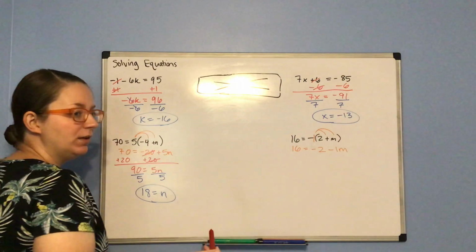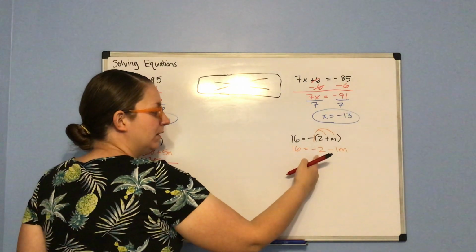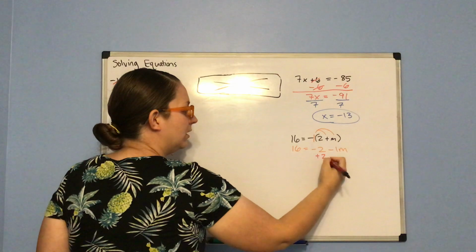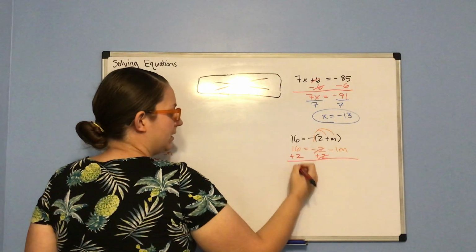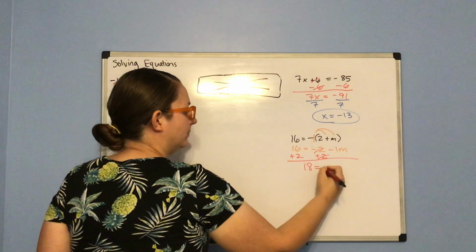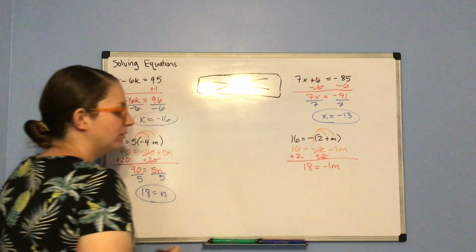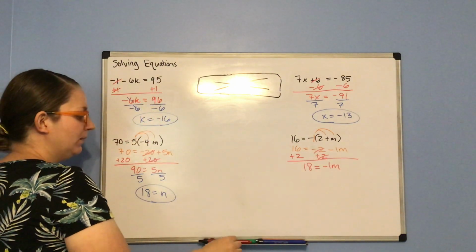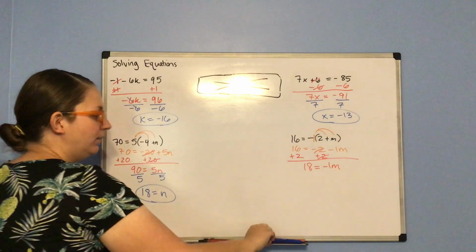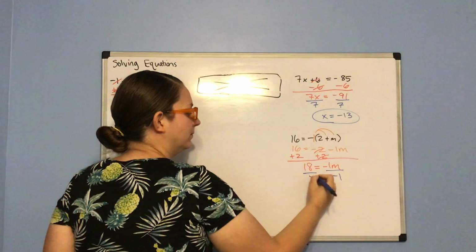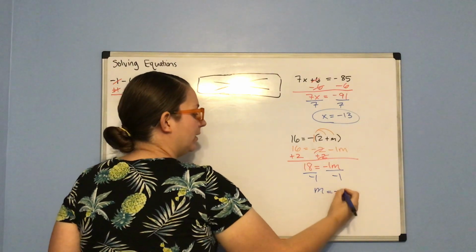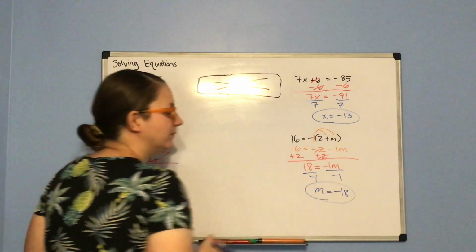Moving right along. Next up is we undo addition or subtraction. So I'm going to undo minus 2 by adding 2 to both sides. 16 plus 2 is 18, equals negative 1m. And then our last step is to divide. Divide by the number in front of m, which is negative 1. You end up with m equals negative 18.